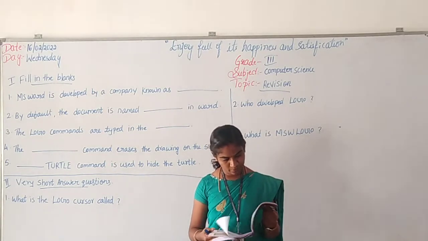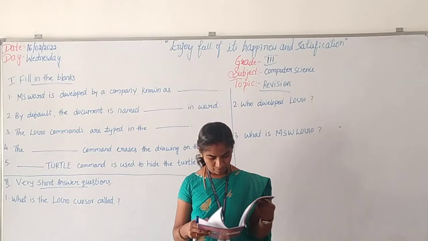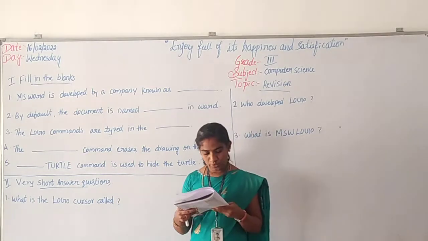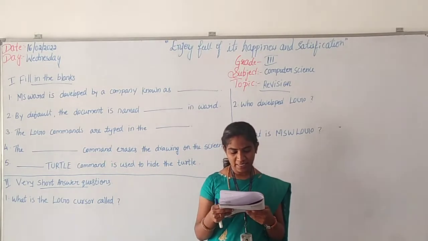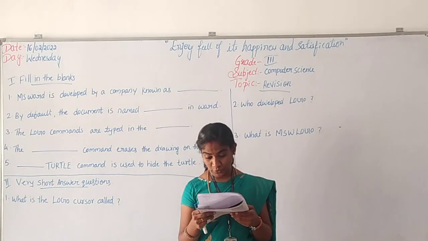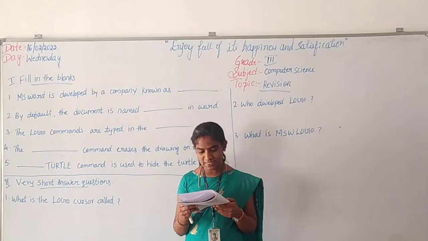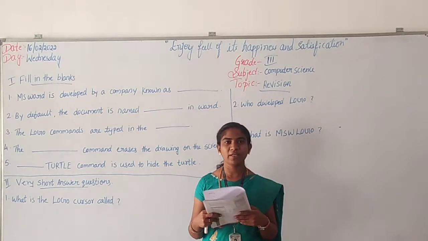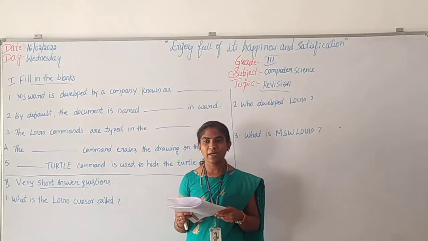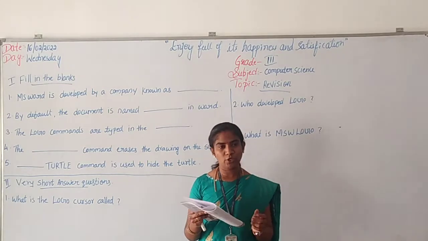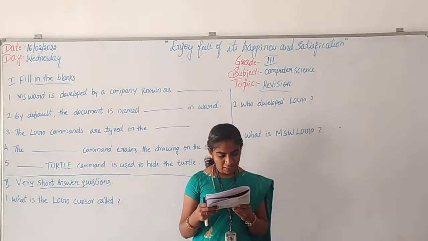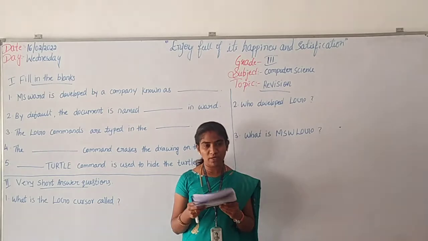Then next. In Word 2007, there is an area at the top of the window. It is a white band with a group of commands. What is it called? Ribbon. Very good. Ribbon. This and all you should keep in your mind. The first version of MS Word was?